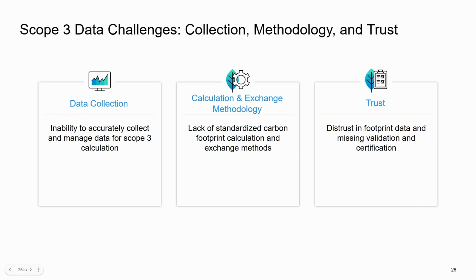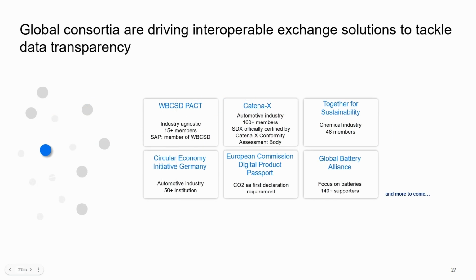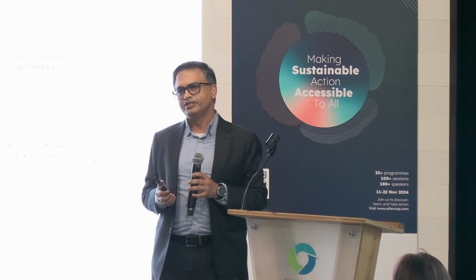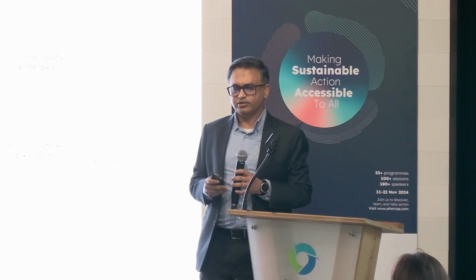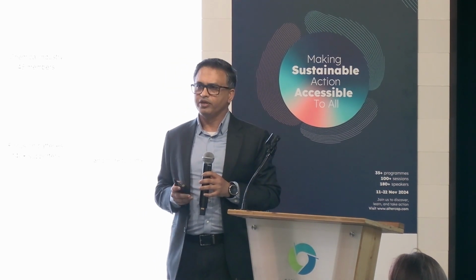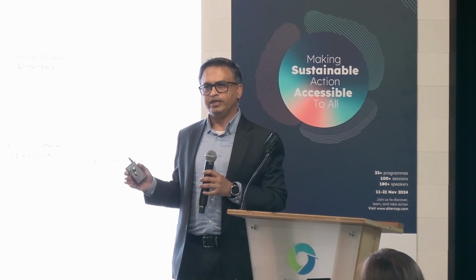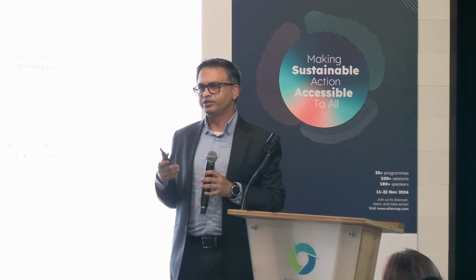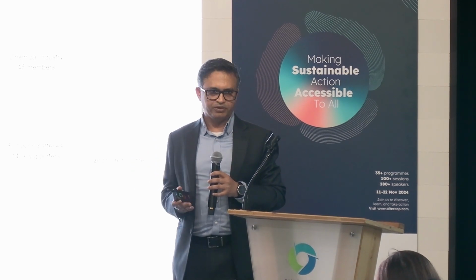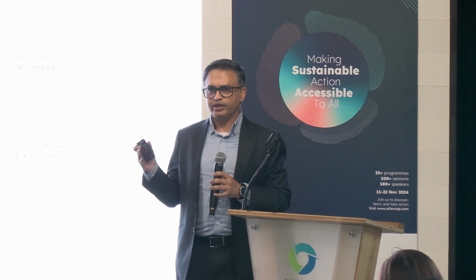Okay. So to address this, there are global consortiums. They are coming up with standard ways of how this data can be exchanged across the supply chain. So WBCSD, that is World Business Council for Sustainable Development, came up with a framework called the PACT framework. PA stands for partnership, C is carbon, T is transparency, like Partnership for Carbon Transparency. So using that, data can be exchanged.